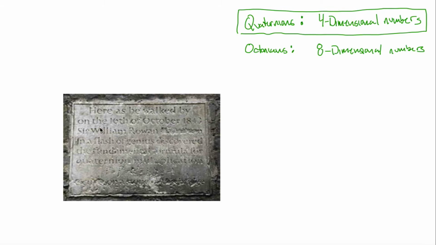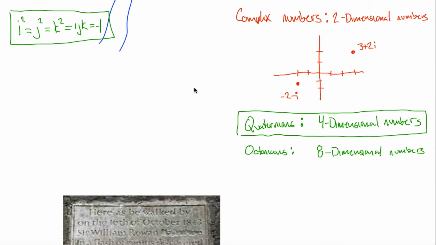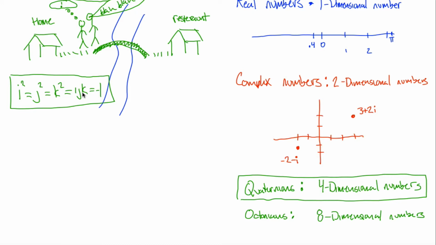And it's a little bit hard to read, but I think it says, here, as he walked by on the 16th of October, 1840, maybe, Sir William Rowan Hamilton, which is this guy's name, in a flash of genius, discovered the formula, the defining formula maybe for quaternions. And it was i squared equals j squared equals k squared equals ijk, which equals -1. And it turned out that was the key to multiplying these guys together, this right here.